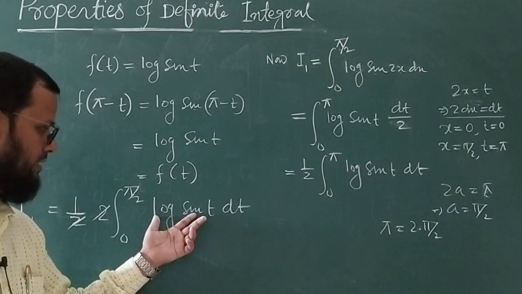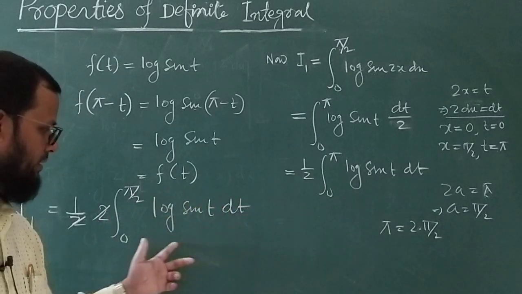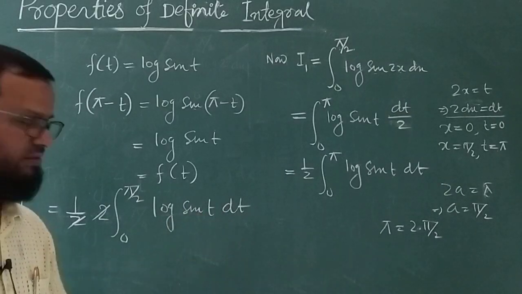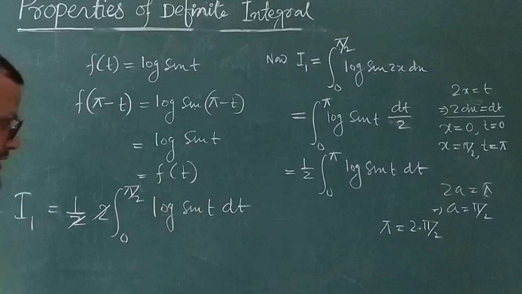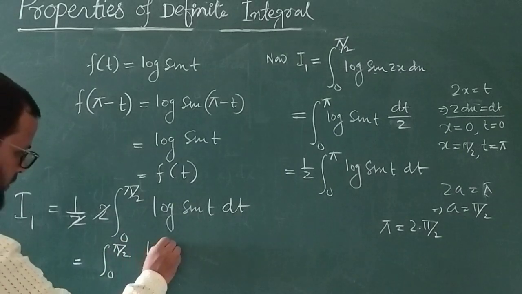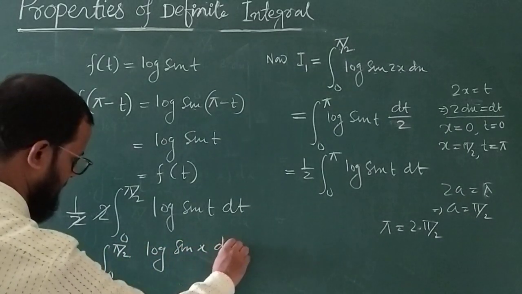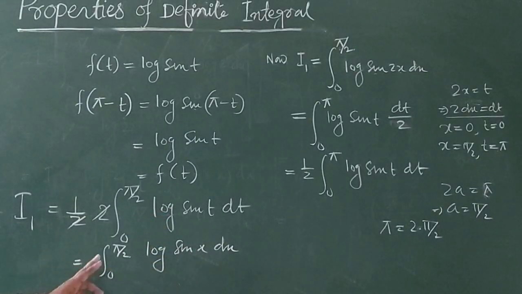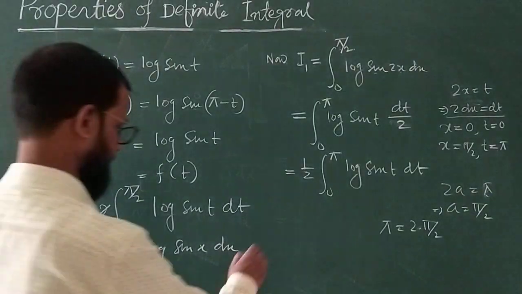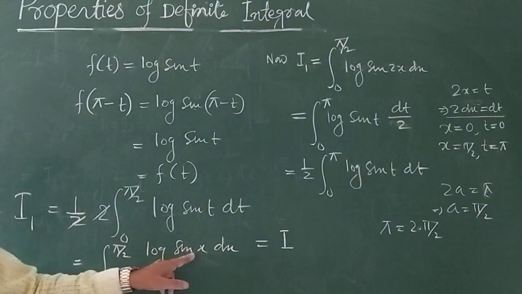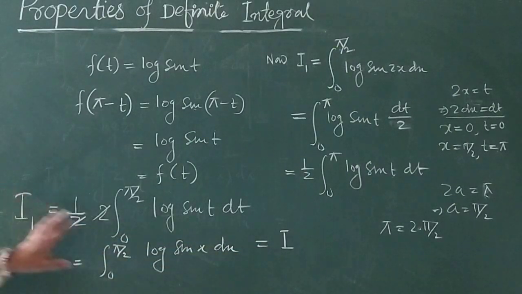Now this 2 cancels, and we know by property number 1 that anything inside the integral is in terms of a variable other than x. Here it is t, dt, the same pattern, so you can replace t with x. If you replace it, your integral becomes 0 to pi by 2 log sin x dx, and it is nothing but your I. Originally you supposed that 0 to pi by 2 log sin x dx is equal to I. So finally I1 is equal to I.